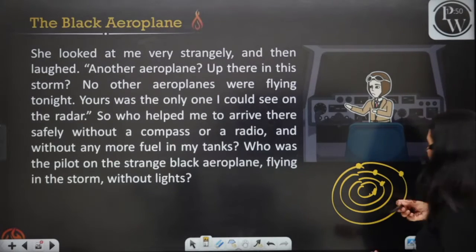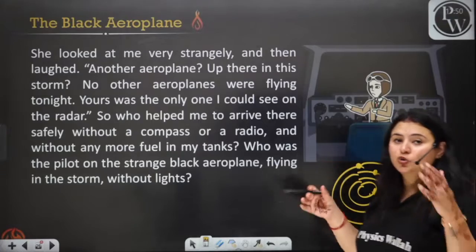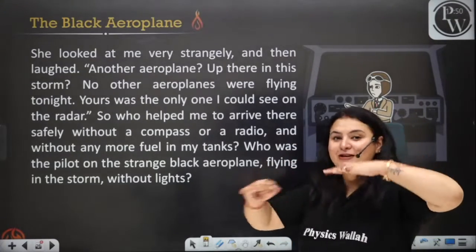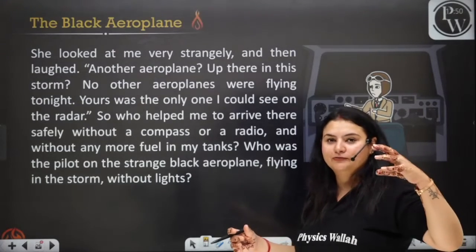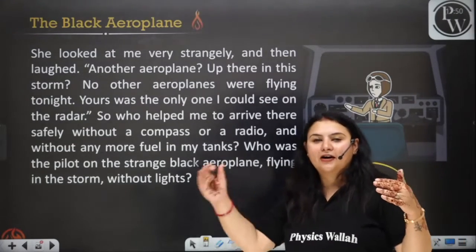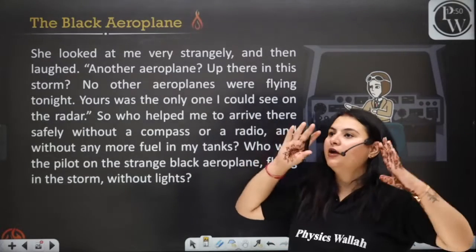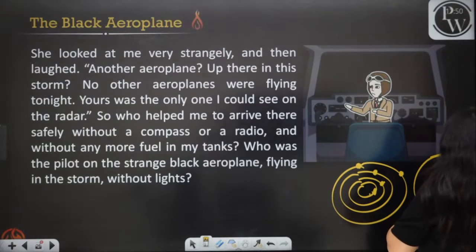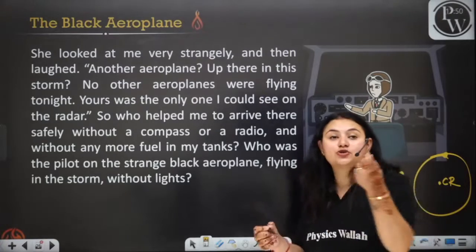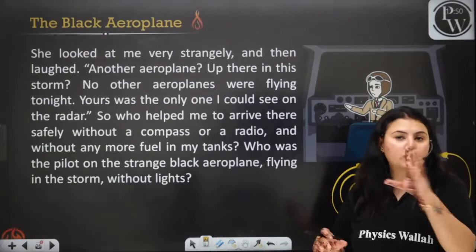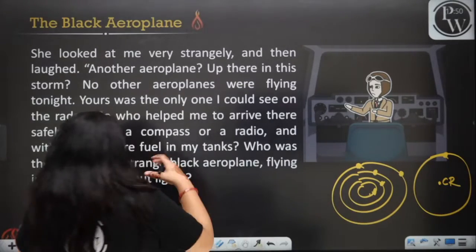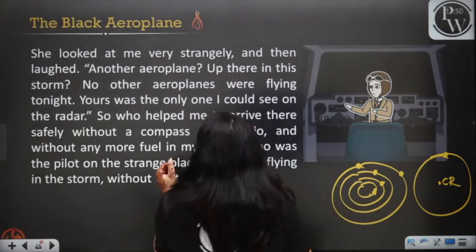Nowadays there is a rule that two aeroplanes cannot fly on the same grid. They cannot fly in the same horizon. If they are flying, then they have to fly at a very long distance. Now she said that today there was only one flight. This is the control room. She said that today I saw only one flight. There were no other planes in the sky tonight because there was a storm, and yours was the only one.